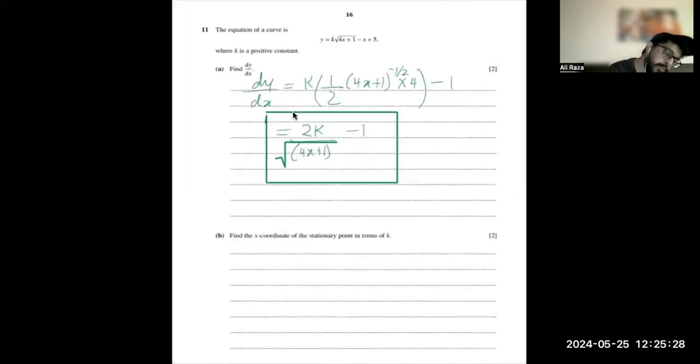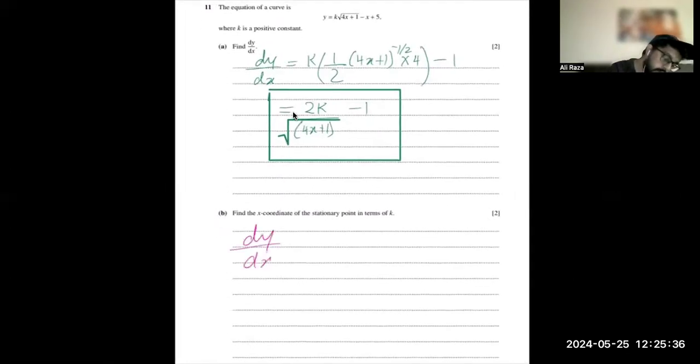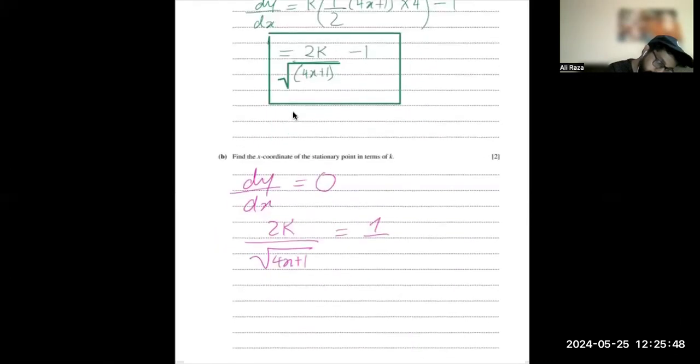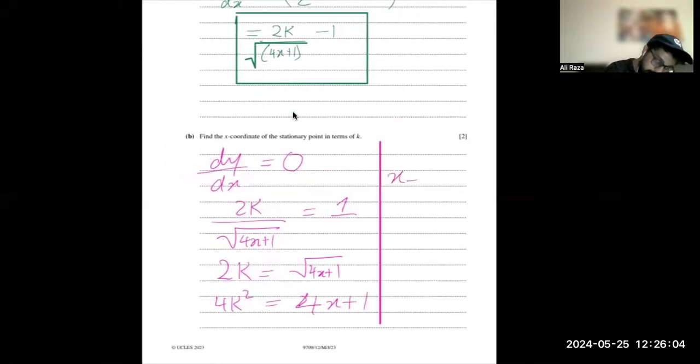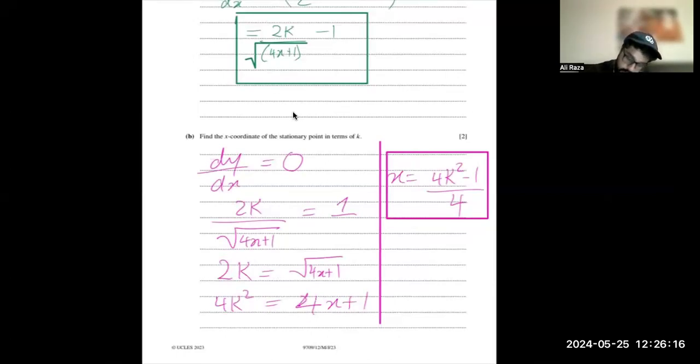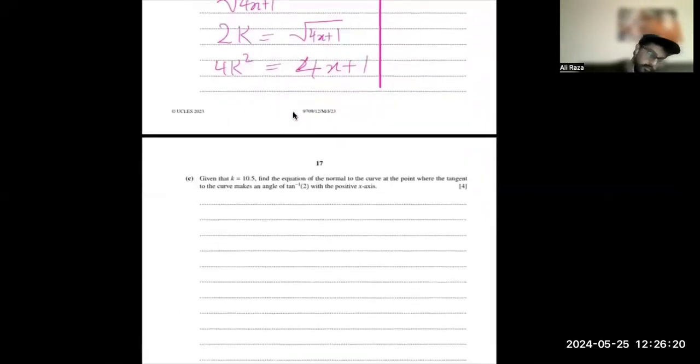In part B, we need to find the stationary point in terms of x. So we'll equate dy by dx to 0, since the gradient is 0 at the stationary point. x has the coordinate 4k squared minus 1 over 4. We're given the value in part C for k as 10.5.